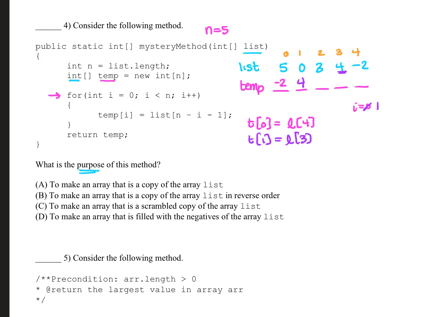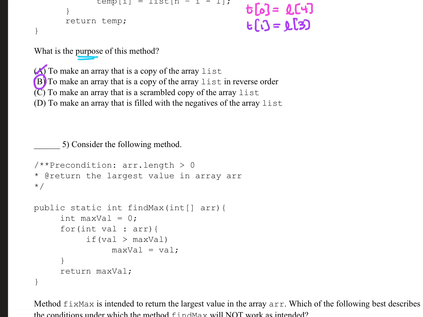So let's see, to make another copy of the array, it didn't make the exact copy. To make an array copy, nope, it's in reverse order. And I believe that's what we did. We just put it in reverse order. Read through the other ones just to make sure they are not correct. Scrambled copy, it's not scrambled, we can predict what it's going to be, and then negatives, no.